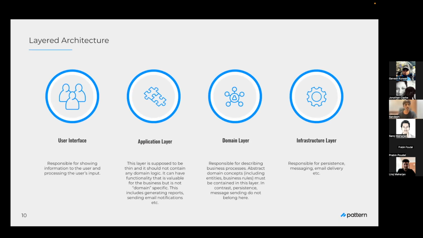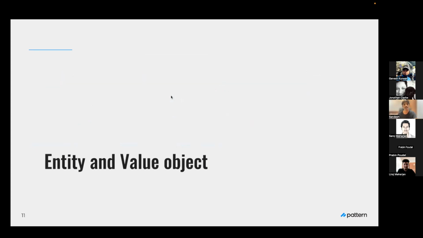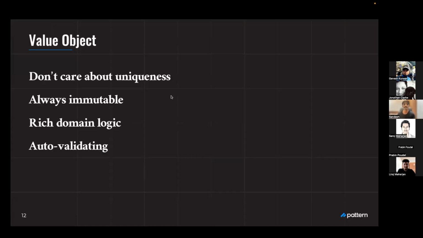Also, one more thing: there are value objects and entities. Value objects, let's take an example. Suppose you have a $100 note, and it should be $100. It can't change. It should not be $500 the next day. It is $100, so it is $100. So value objects are immutable. They cannot mutate whatever value was assigned. A value object doesn't care about uniqueness, is rich in domain logic, and is auto-validating.